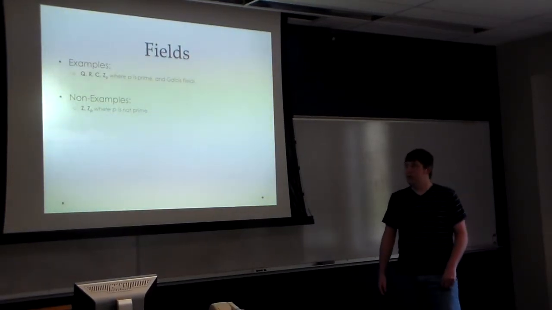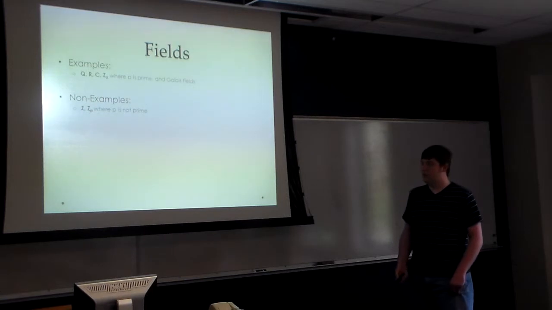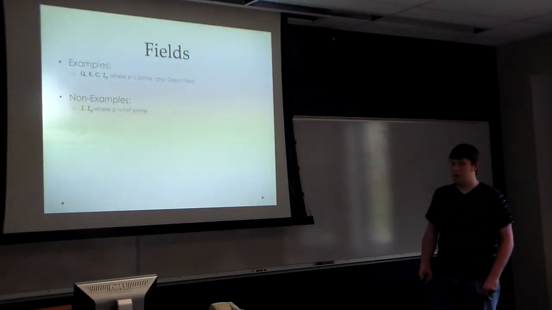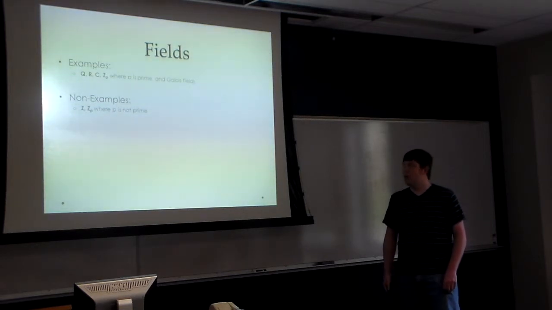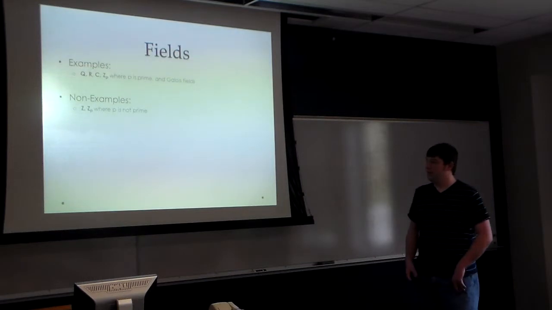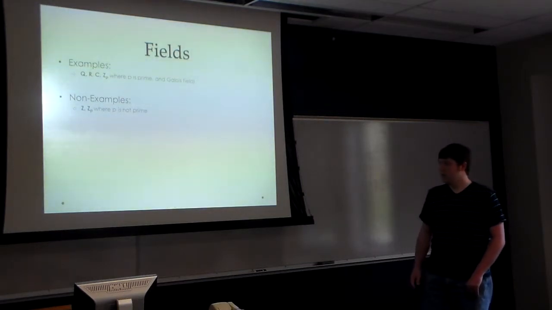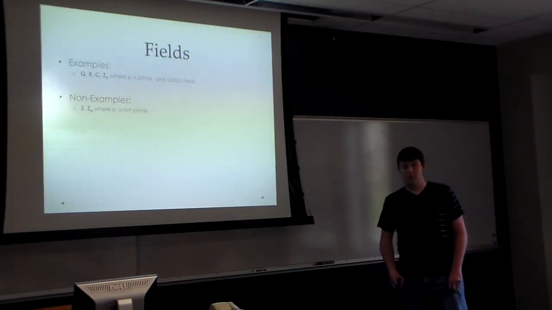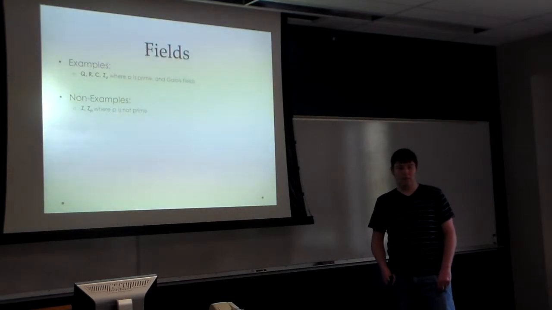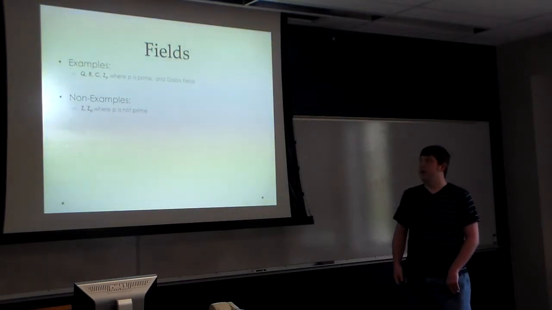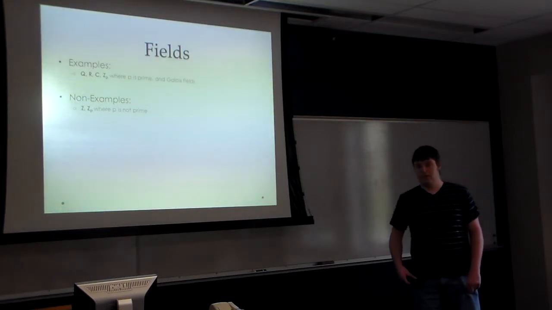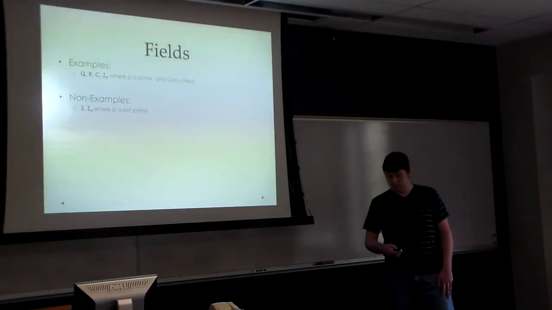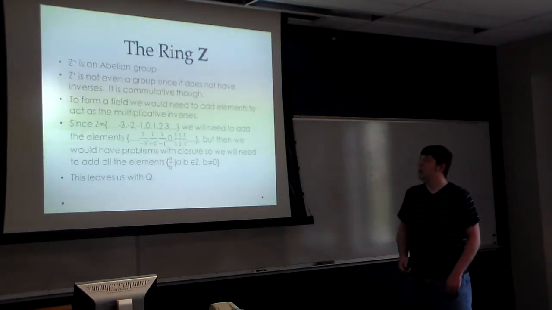So some examples of fields. We have the rational numbers, the real numbers, the complex numbers, and the integers mod p, where p is prime, and also Galois fields, which we're going to talk a little bit about later. And then some non-examples are the integers, because the integers do not have multiplicative inverses. And then also the integers mod p, where p is not prime. And in this case, it's because you can have zero divisors.